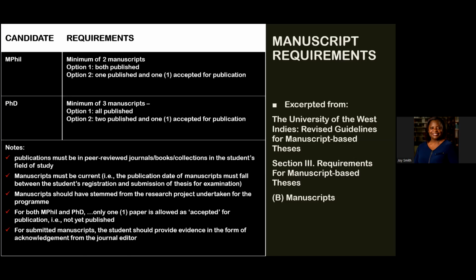And this is just a summary of what is required for an MPhil student. You have to have at least two manuscripts. One can be published and one accepted, or both of them can be published. For a PhD candidate, you can have a minimum of 3 manuscripts, either all published or 2 published and 1 accepted for publication. These are just some notes I extracted from the document, so you can go through them when you get the slides to note what you need to do.